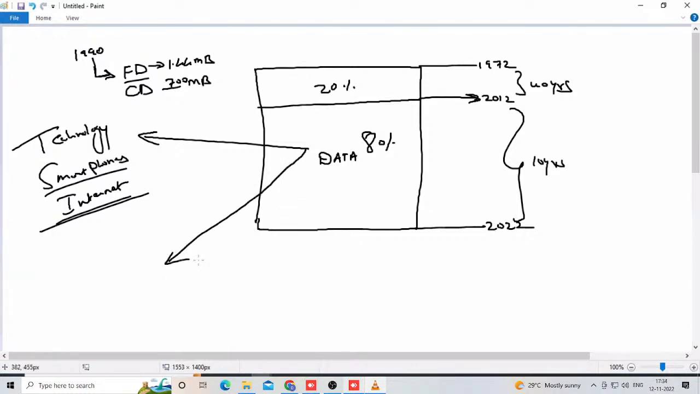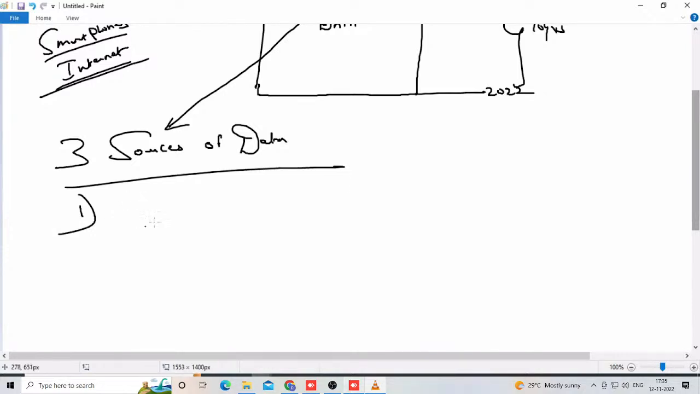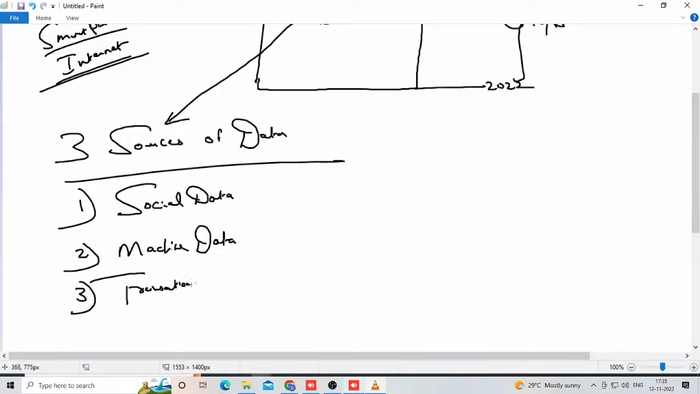So what are the main sources from where this data is getting generated? I can say mainly three sources: social data, machine data, and transactional data. Social data is data which got generated from social websites like Facebook, Twitter, all this. Machine data is data which got generated by reading or scanning barcodes, RFID chips, all this. Such kind of data we call machine data.